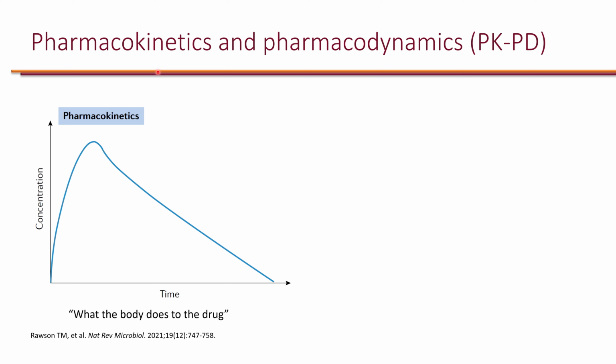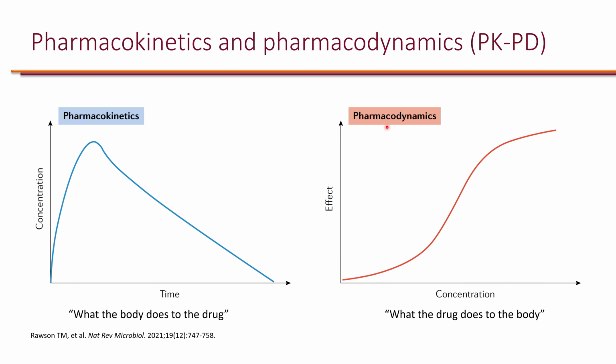Now here's PK/PD. So pharmacokinetics in general means what the body does to the drug. So in general, once you start giving the drug, the concentration keeps going up, whether it was oral absorption or if you were giving it intravenously. Then when you stop the infusion, you have a drop in the concentration, so the body starts eliminating the drug. So that's pharmacokinetics. And pharmacodynamics is about what the drug does to the body.